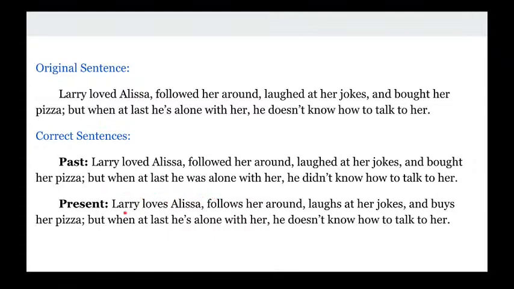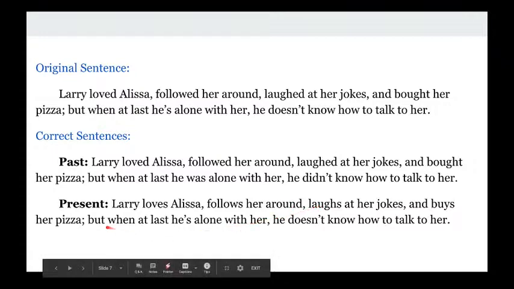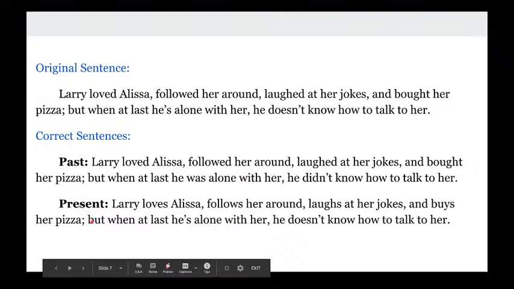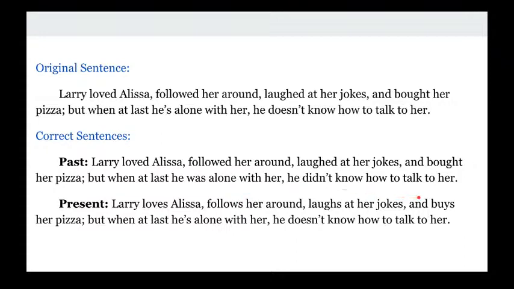So it would then read, Larry loves Alyssa, follows her around, laughs at her jokes, and buys her pizza. But when at last he's alone with her, he doesn't know how to talk to her. So it's basically just flip-flopped from the past correct sentence. We kept everything following the semicolon the same, but everything before, we changed all of the verbs that were previously in the past tense to the present tense. So we have loves, follows, laughs, and buys.